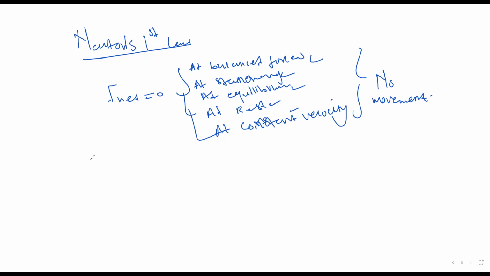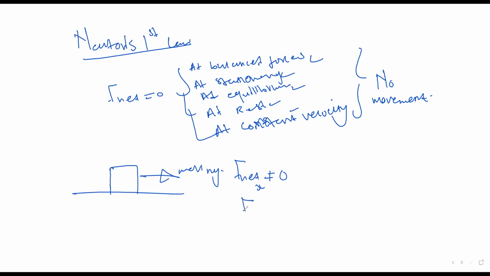For example, if we have an object on a horizontal plane like this, moving in this direction, F net in terms of x is not equal to 0 because the object is moving. But F net in terms of y is equal to 0 because the object is not going upward. It's moving horizontally.